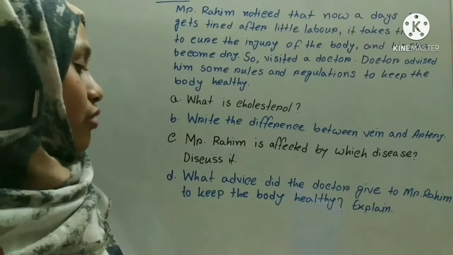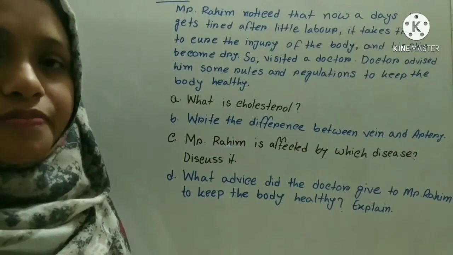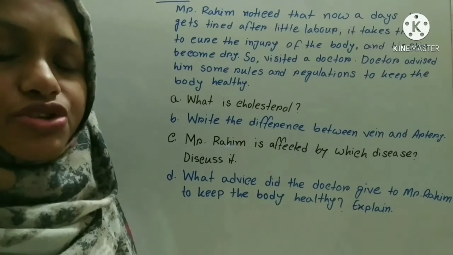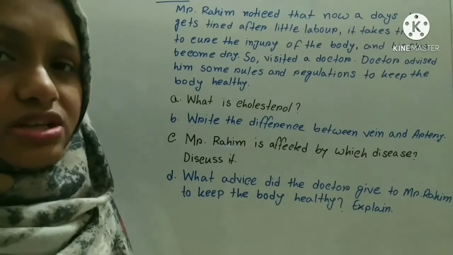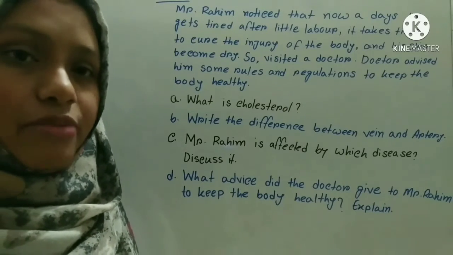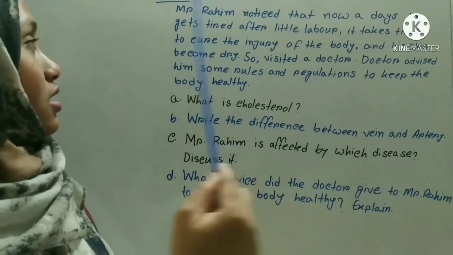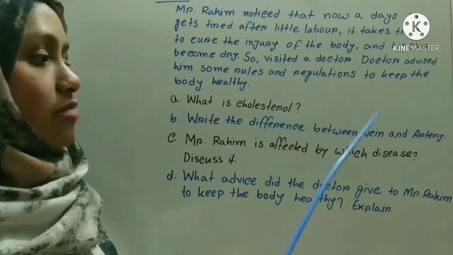Rohim is affected by which disease? Discuss it. How do you identify by which disease Mr. Rohim is affected? To identify that, you have to read the stem very carefully. Here, in the stem, there are some symptoms.